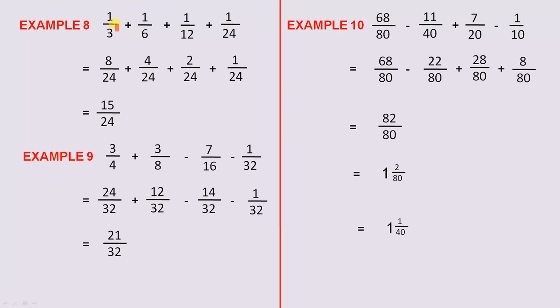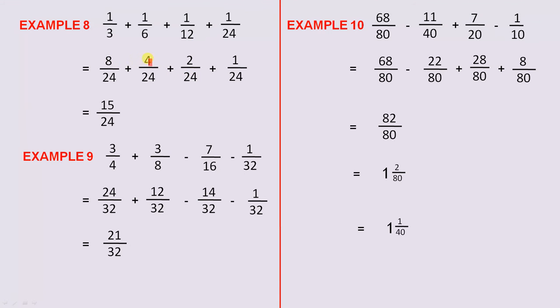We have these 4 fractions here. We can see that that denominator is 24. So each of these denominators has to be changed to 24. To change this 3 to a 24, multiply top and bottom by 8. That gives us 8 over 24. To change this denominator to a 24, multiply top and bottom by 4. That gives us 4 over 24. And to change this denominator to a 24, multiply top and bottom by 2. That gives us 2 over 24.